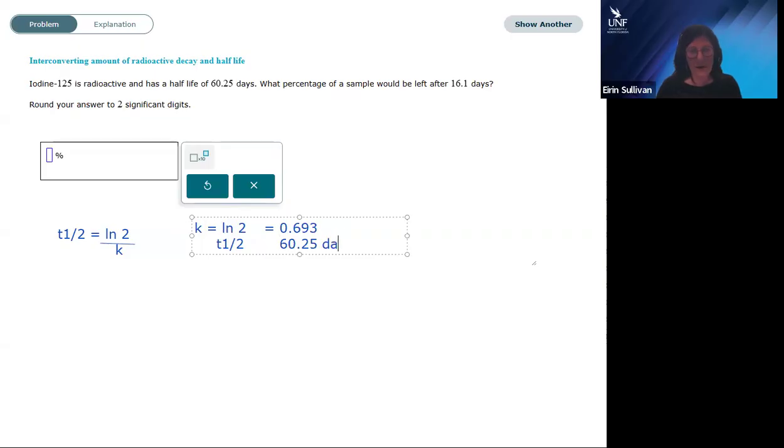60.25 days. So my value of my rate constant is going to be in inverse days, if you like. We'll just stick to that for now. So that is going to be about 0.01150 inverse days, so days to the -1, if you like.